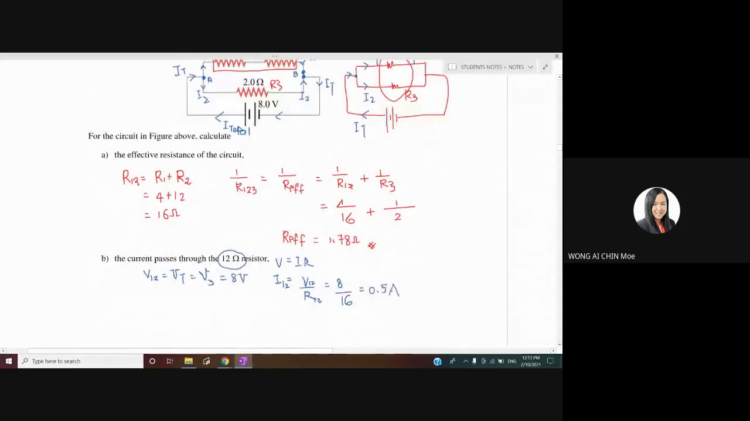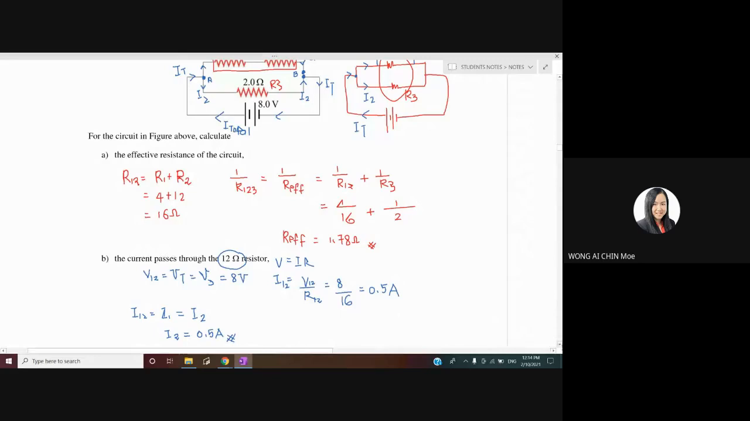0.5 ampere. Okay, so actually your I12 is equal to I1, also equal to I2, because they are connected in series. Okay, so therefore, your I2, because you want to find the 12 ohm, right? So actually we want to find I2. So I2 is actually equal to 0.5 ampere. Okay, so this is the current that is flowing through the 12 ohm resistor.